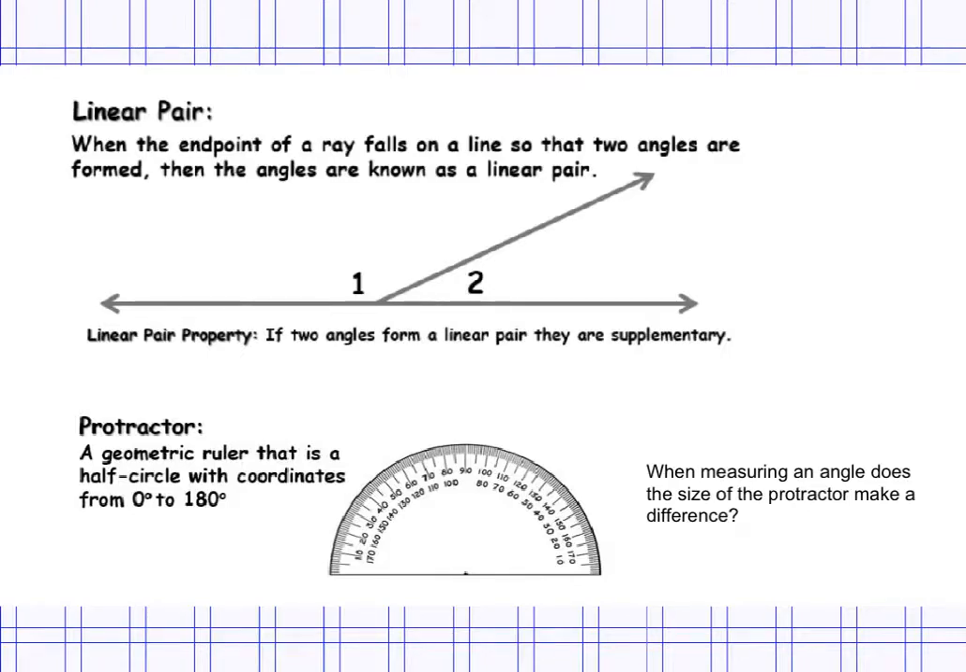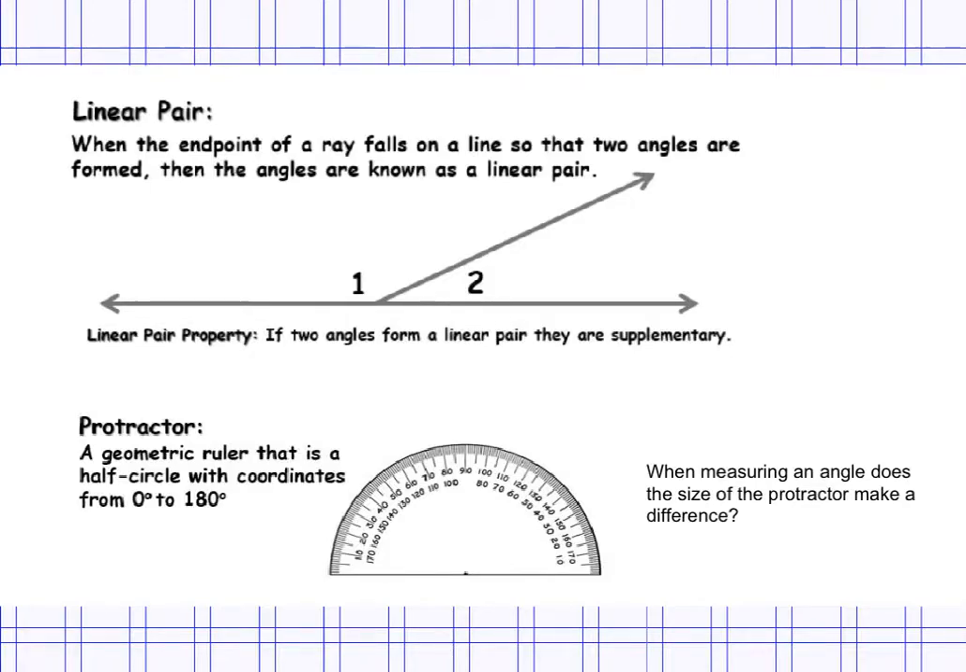A protractor is a geometric ruler that is a half circle with coordinates from 0 degrees to 180 degrees. When measuring an angle, do you think it matters what size the protractor is? For example, if you have a really tiny angle, would you want a really tiny protractor? Or if you had a really large angle, would you need a larger protractor?